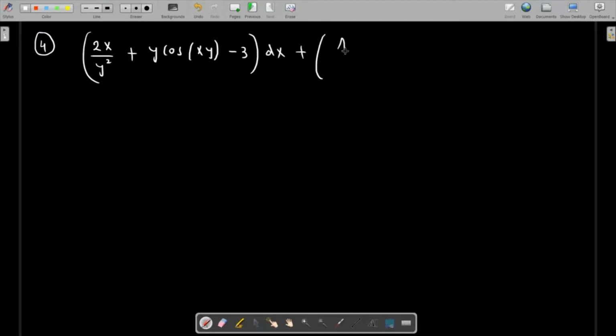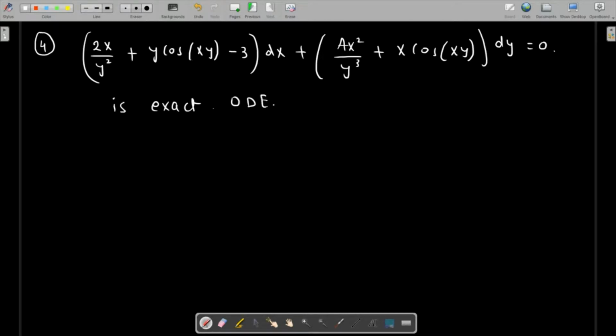Let's talk about another question on this. This is a little bit different, although based on the same concept. We have to determine the value of a such that (2x/y² + y cos xy − 3) dx + (ax²/y³ + x cos xy) dy = 0. We have to find the value of a such that this equation is an exact differential equation.